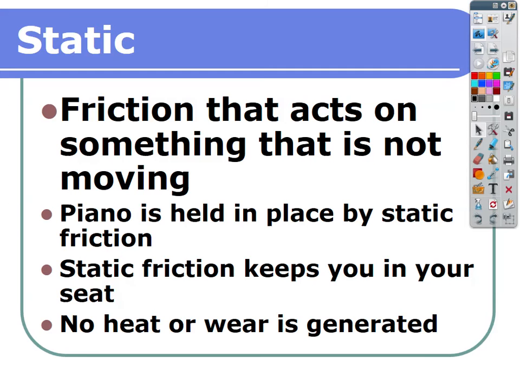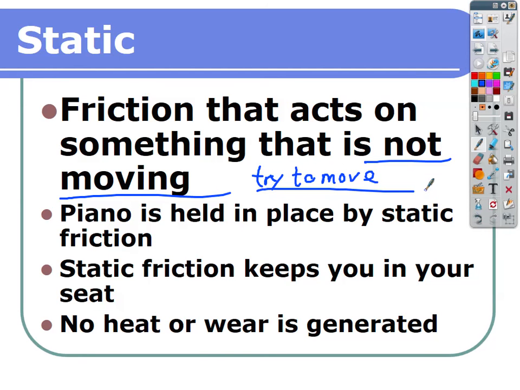So if we go through these types, static friction is friction that occurs when an object is not moving. Now, let's make this very clear. Static friction occurs where you are trying to move the object, but it's not moving. So there must be some sort of try to move. You're trying to move the object, but it's staying in place. We don't just say an object has static friction if it's completely still and nothing is forcing on it.